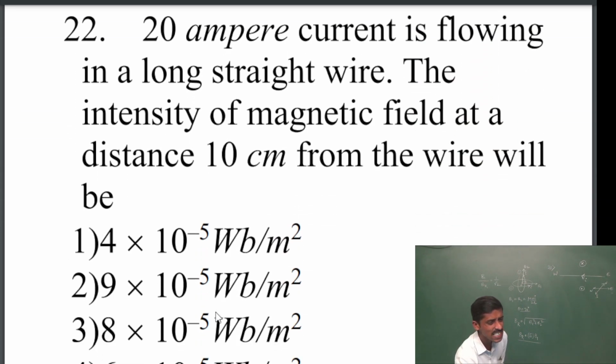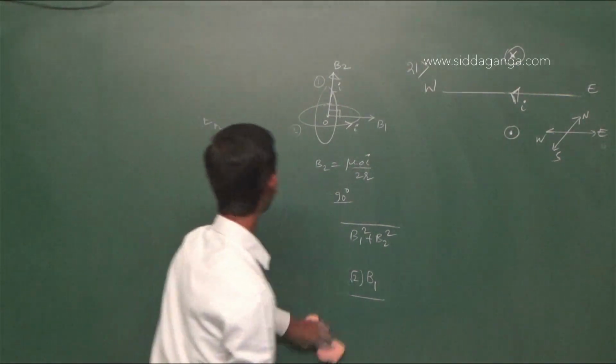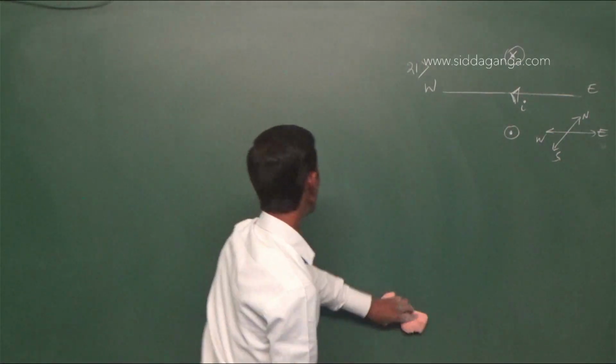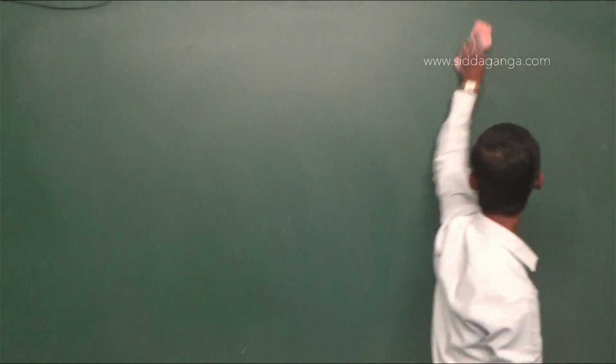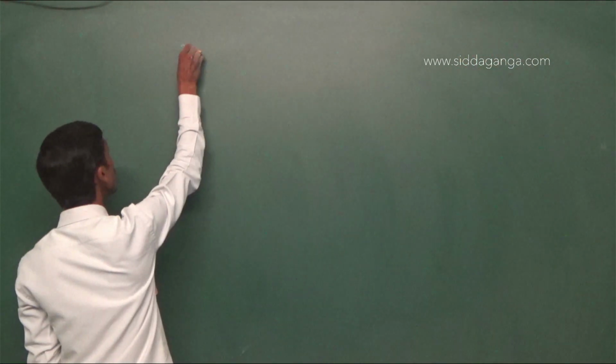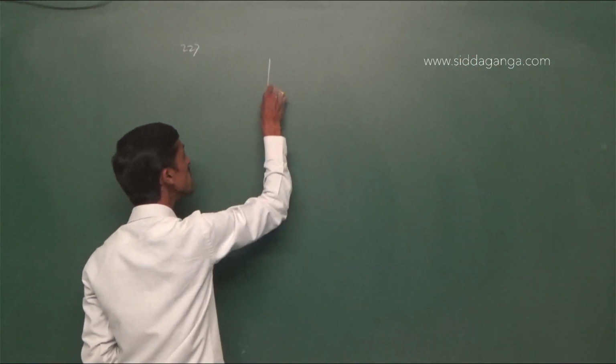A 20 ampere current is flowing in a long straight wire. The intensity of magnetic field at a distance 10 centimeter from the wire will be. So here, straight wire, magnetic field due to a long straight wire. Question number 22.